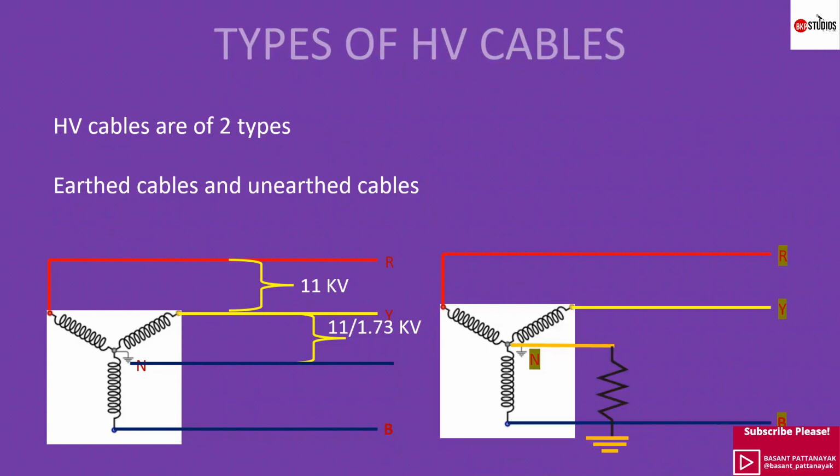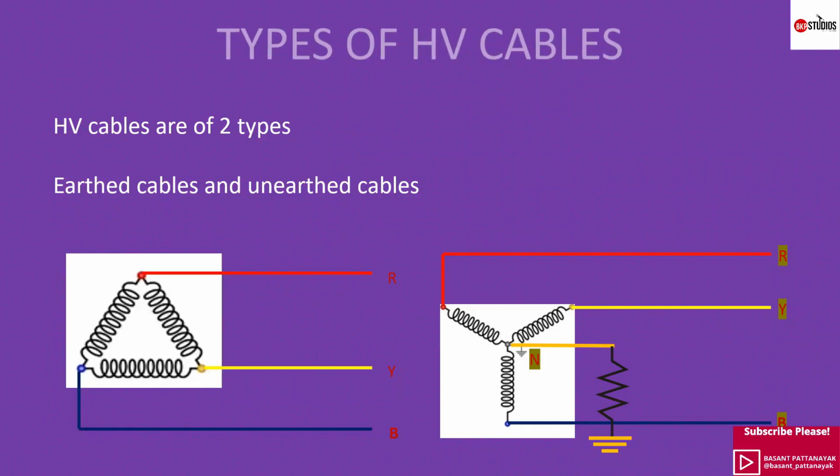In higher capacity transformers, this direct earthing may cause problems to the winding due to the fault current. So we will earth the neutral through a high resistor. In this scenario, what is happening? The line to line voltage will be the same, 11 kV. The phase to neutral voltage tends to be the same, 11 kV. So this type of system is called an unearthed system.